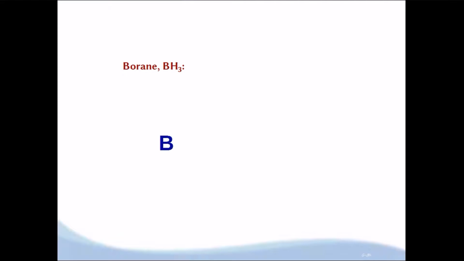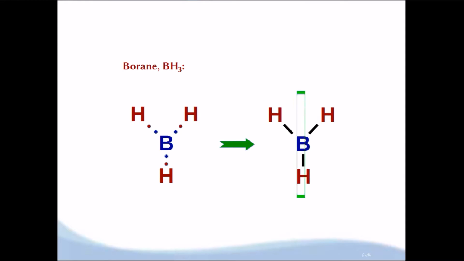We draw the skeleton molecule with boron in the center and group the 3 hydrogens around. We assign the valence electrons, 3 for boron, 1 for each hydrogen, and substituting bonding electrons by lines, we obtain the final structure like this.